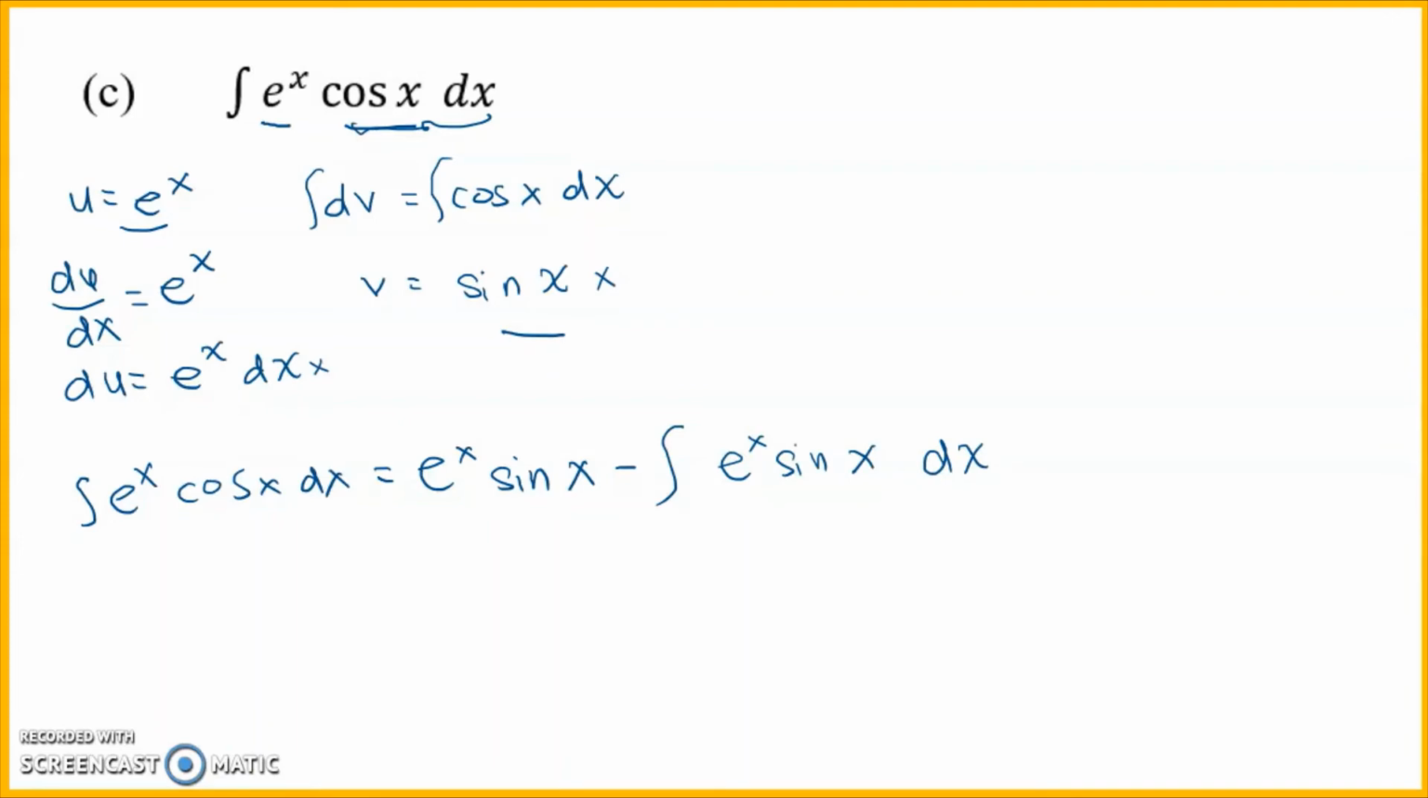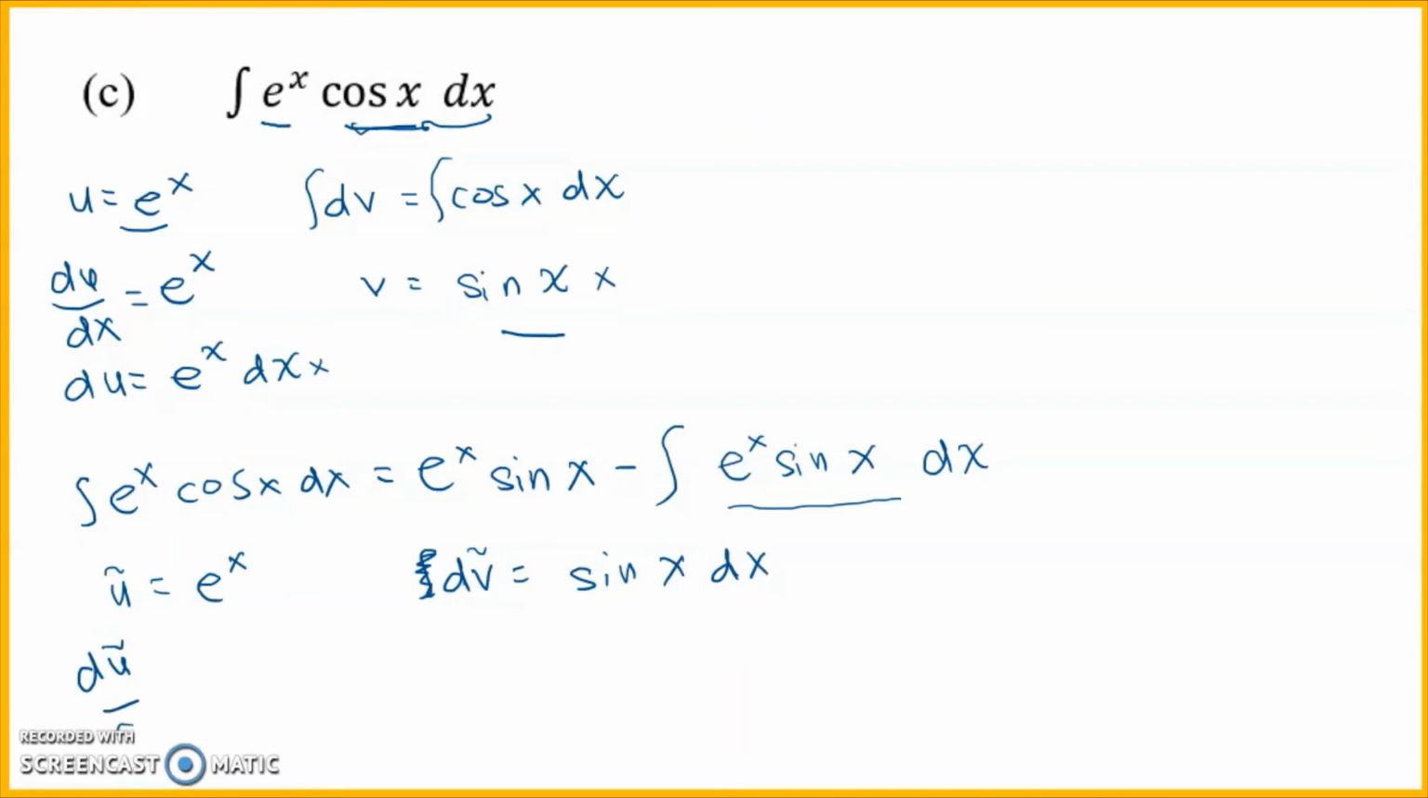dx. We can observe now that in the integral of e to the x sin x dx, again the integrand is the product of two functions. So we need to do integration by parts again. Okay, so in this case, I choose u tutor as e to the x, and then dv tutor as sin x dx. Then repeat the same process.